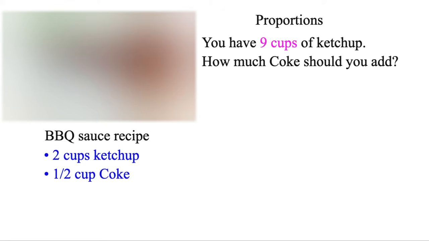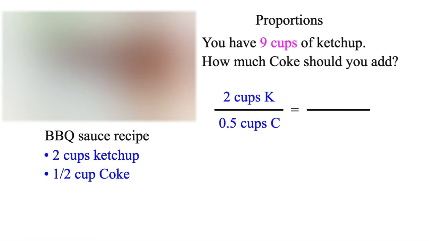This is where we're going to use a proportion. So you'll draw 2 lines with an equal sign in the middle. From there, you'll always stack values on the left side, and you'll know those because those are the givens or the recipe itself. So we'll stack 2 cups of ketchup over half a cup of Coke. This also keeps us organized though, because if ketchup is up top on the left, it's also going to be up top on the right, so that's where we'll put that 9 cups of ketchup right there. And obviously we're looking for that missing value, how much Coke underneath it.